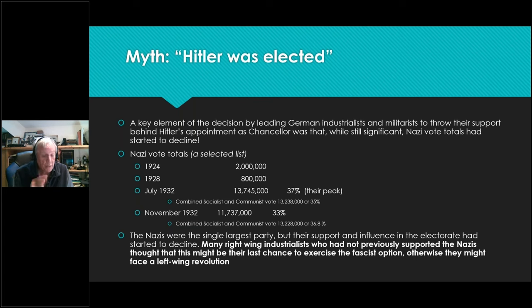So they said, if we don't pick the Nazis now, we might lose the chance. This is our last chance to maintain our rule in the face of this rising left vote and left working class alliances that were being built. So that's a little bit about why that happened when it happened.